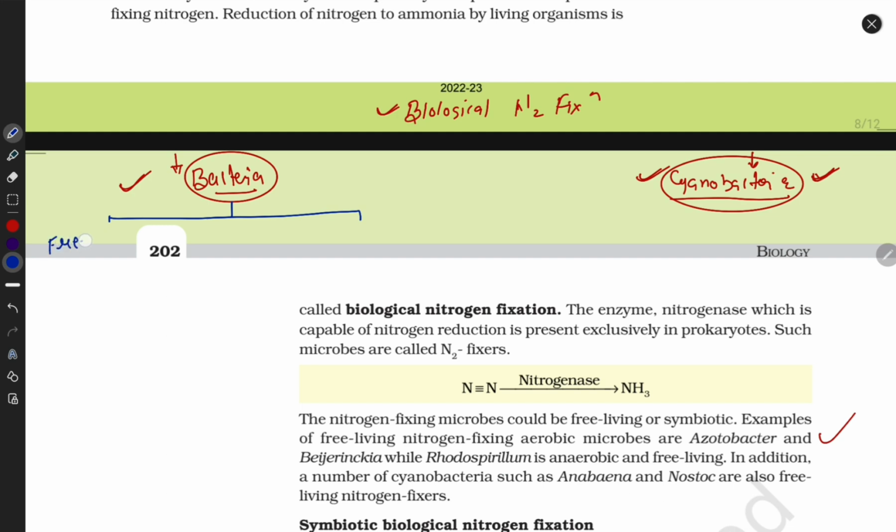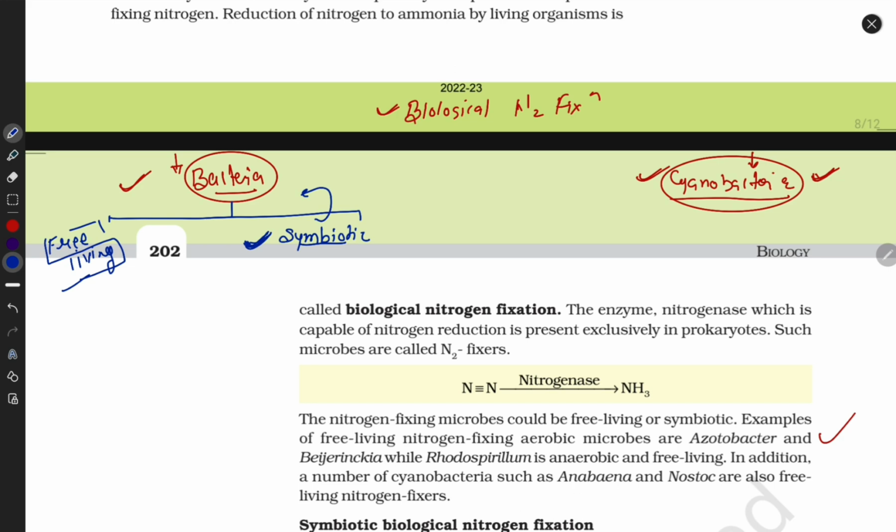Free living, and symbiotic. Symbiotic bacteria provide nitrogen fixation free of cost, but they have a condition. They say to the plant, give me shelter, give me your home, give me some place, then I will fix nitrogen for you. And they are free, guys. Take it, free of cost. But they want shelter first, and after that they provide nitrogen to the plant.